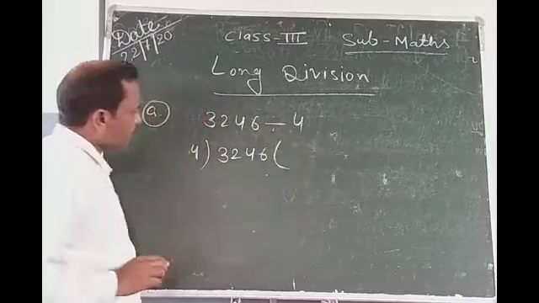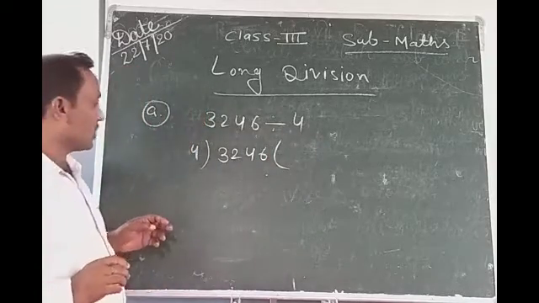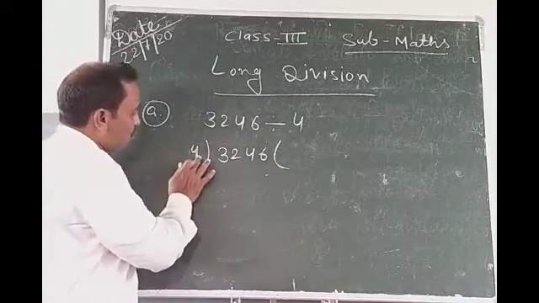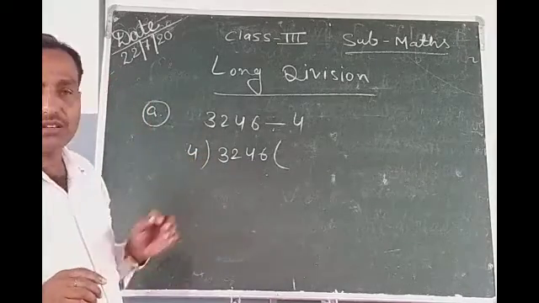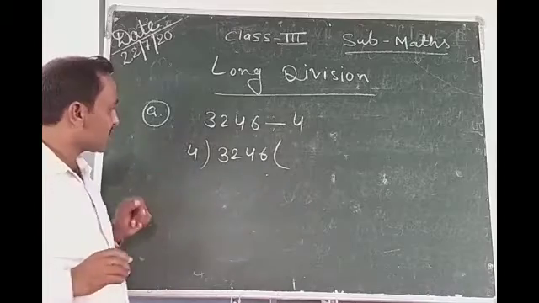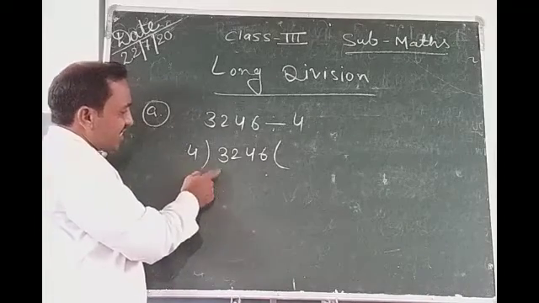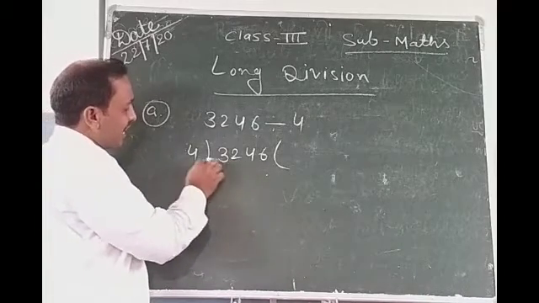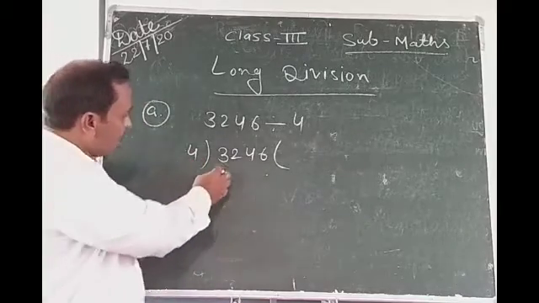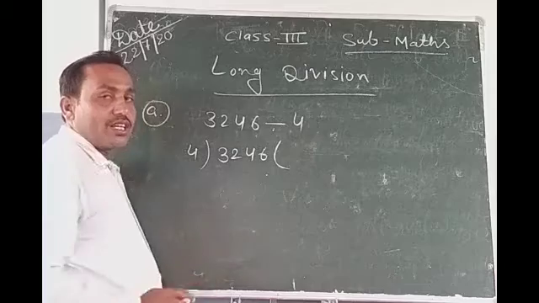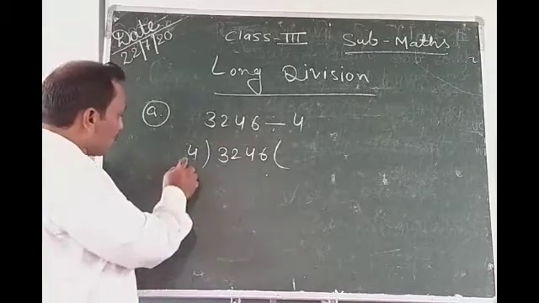You write it right first. And first you see, what do you see? Here I have written 4. It means, you know, division has 4 parts. Here I have already written 2 parts. It is the dividend and this one is the divisor. It means 4 is the divisor and 3246 is the dividend.